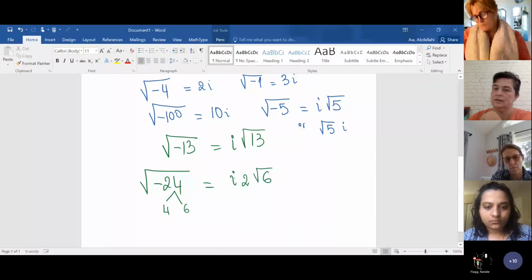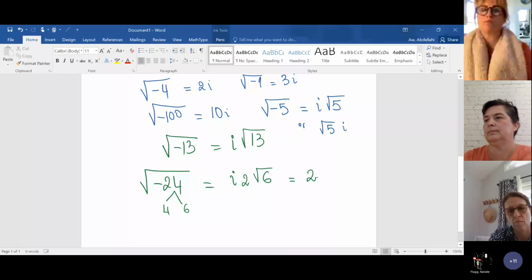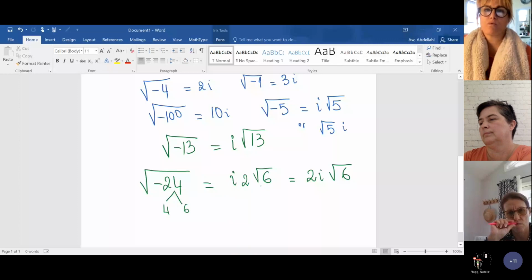So what is more aesthetic is to put the 2 here and then the i and then this, right? Okay. But the first writing is good. i2 square root of 6 is good. Mathematically, you have nothing against that. But it's nicer and easier and less confusing to put 2i root of 6.